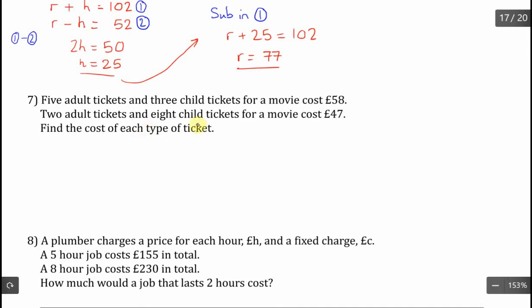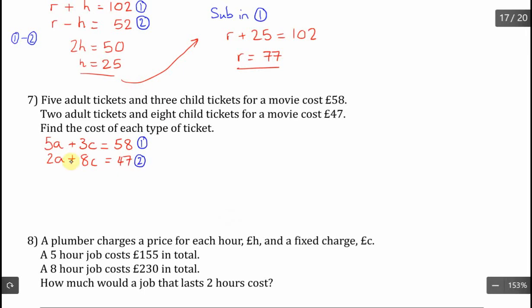Okay, number 7. 5 adult tickets and 3 child tickets for a movie cost £58. So I'm going to call the cost of an adult ticket A, and they've just told me that 5 adult tickets, and the cost of a child ticket I'm going to call C, and they just said 3 child tickets, and in total that costs £58. There's my first equation, and 2 adult tickets, so 2A, plus 8 child tickets, so 8C, is equal to £47. And I'm going to call that equation 2.